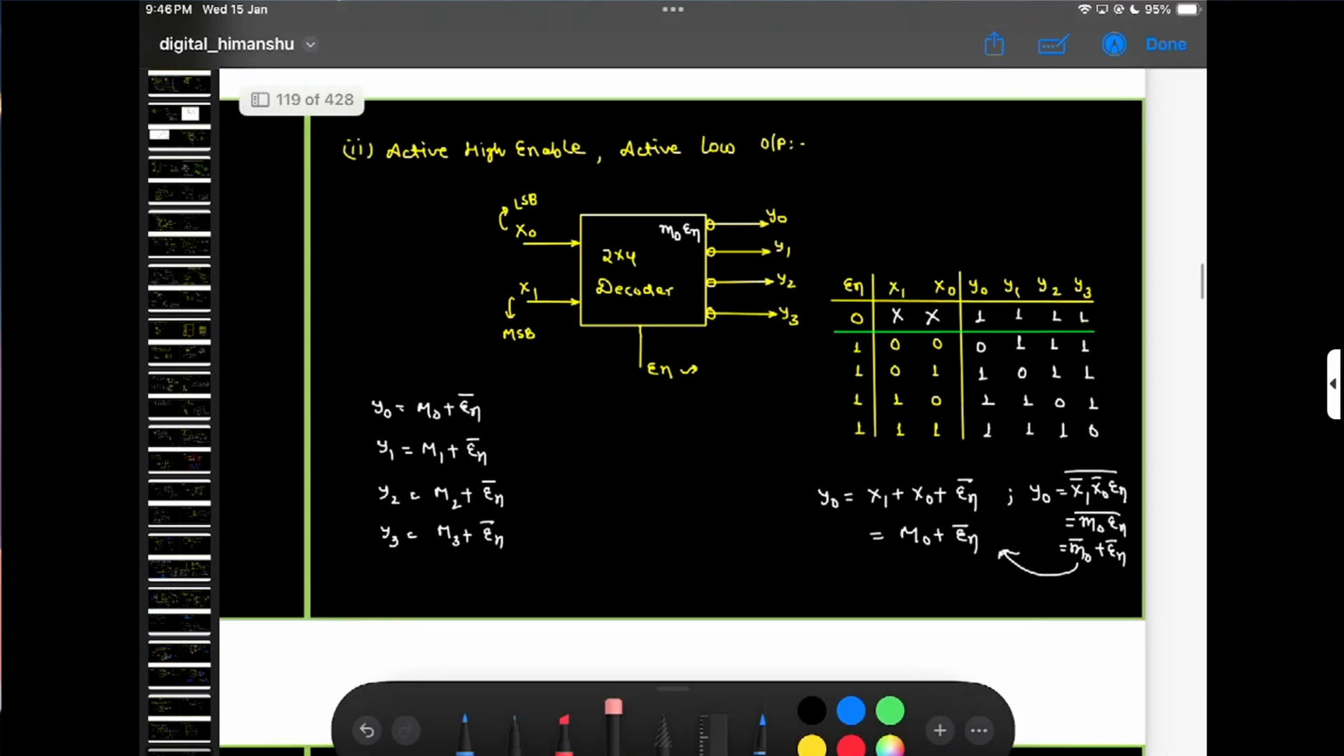Now active high enable and active low enable, and low output. So here you can see, this is my X0 and this is my X1. X1 is the MSB and X0 is the LSB. This is my active high enable.